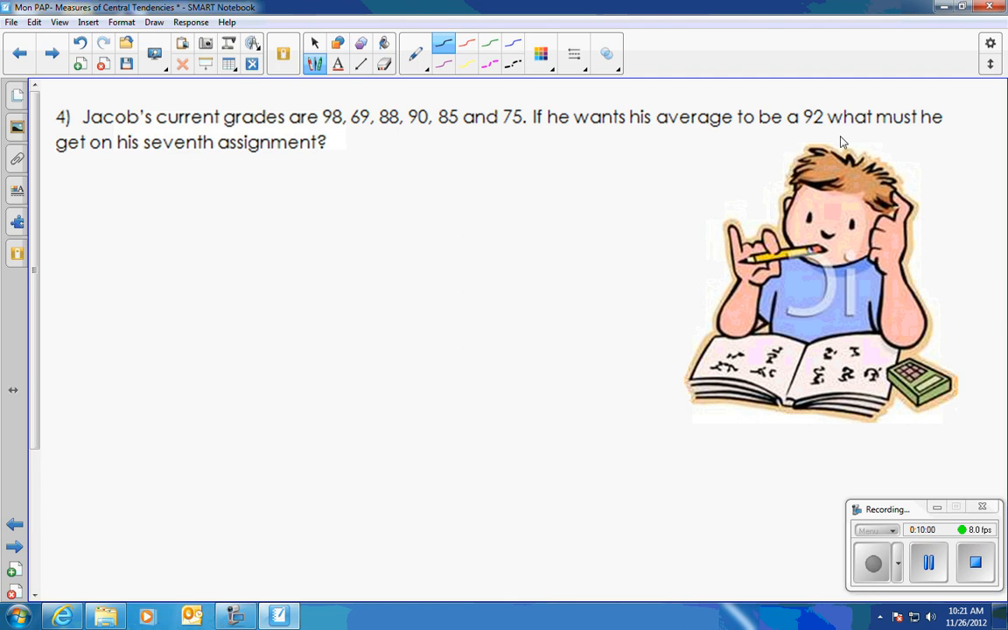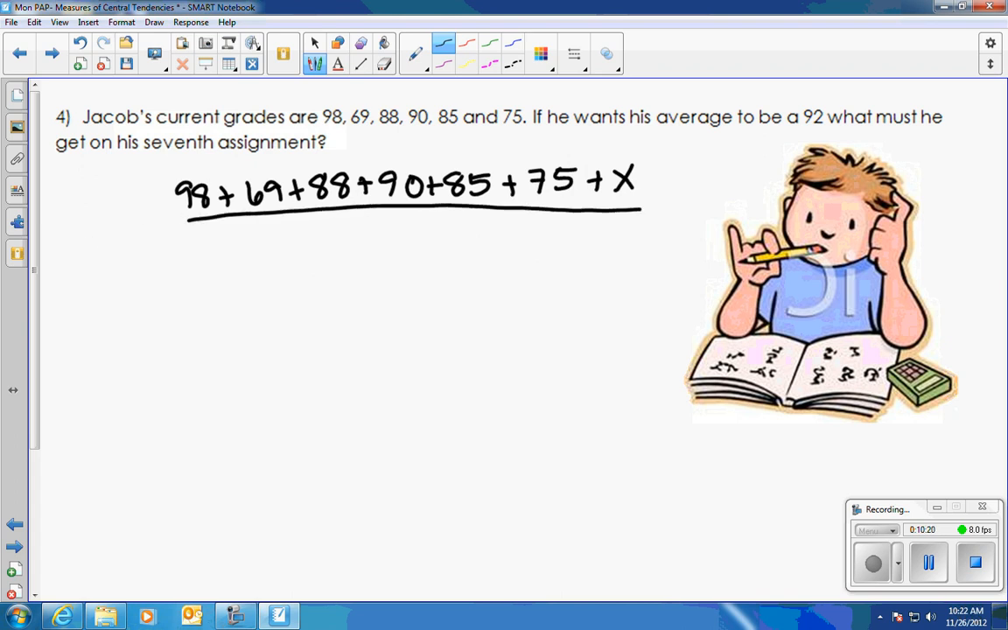He wants his average to be a 92. What must he get on his 7th assignment? So I'm going to take my 98, my 69, 88, 90, 85, and 75. So that's 6 scores. I want to know about my 7th score. I'm going to divide by 7, and that should give me my average of 92. So 92 times 7 is 644.